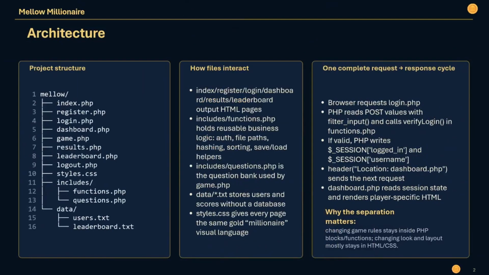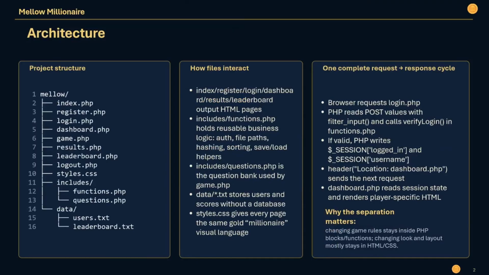First things first, we want to talk about our project structure. Here you can see all of the PHP files we have, and the two folders, includes and data. Now, I want to talk about how the files themselves interact. Files like index, register, login, dashboard, results, and leaderboard are all pages that our user will be able to see. They output HTML pages.